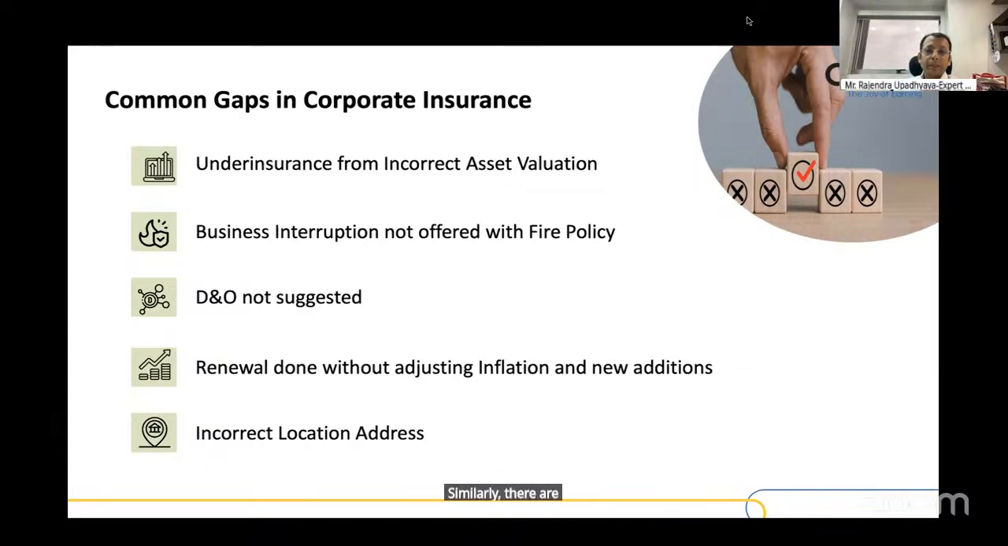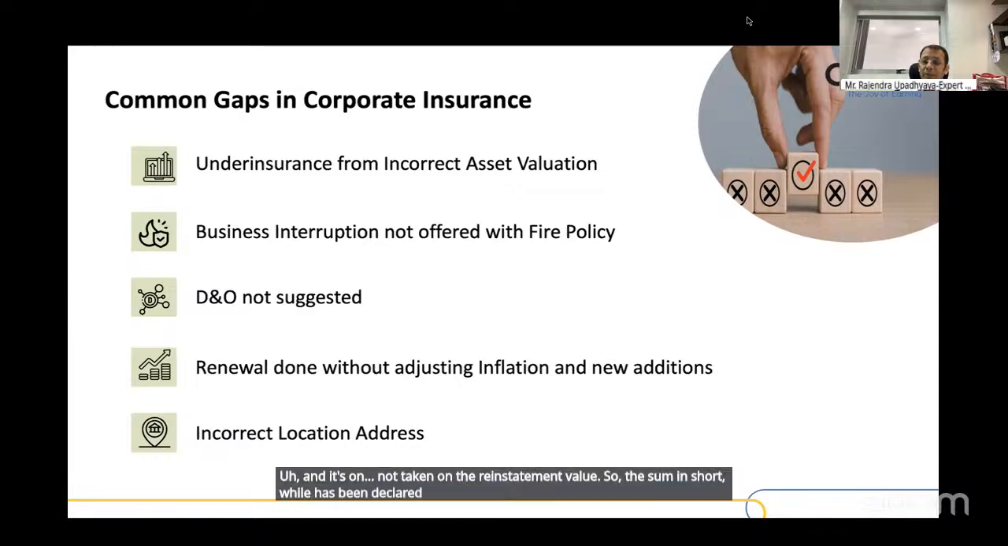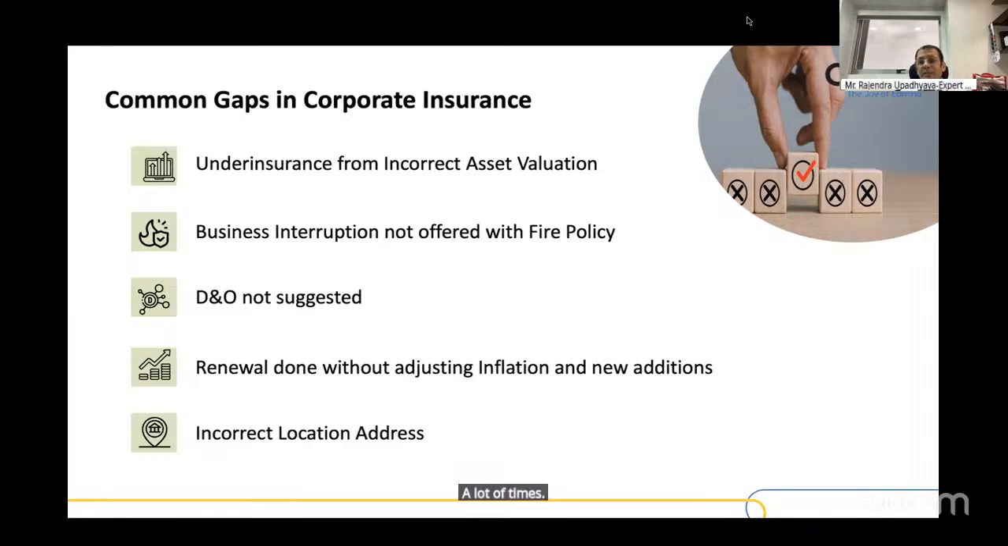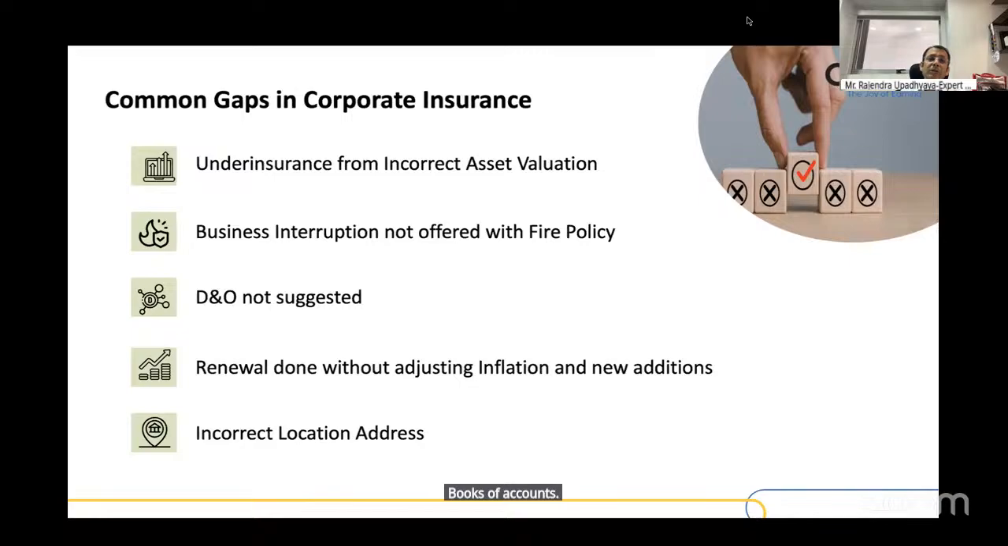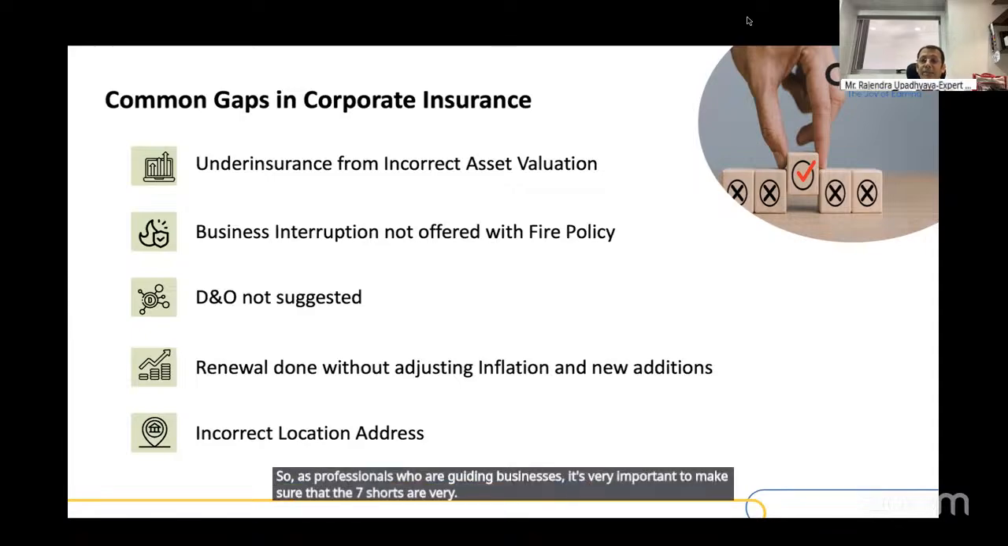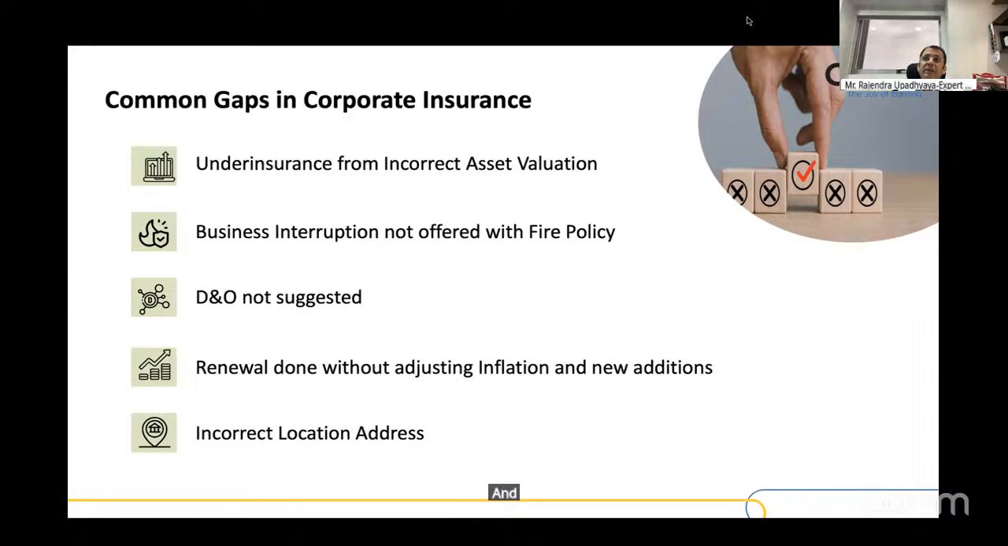Similarly, there are issues where you take insurance and it is not taken on the reinstatement value. The sum insured is sometimes declared on book value and not reinstatement value. A lot of times the sum insured declaration is done by somebody not so senior in the company, and he would simply give the sum insured on the basis of his books of accounts. Here also the same under-insurance comes into play, and the claim is not as per satisfaction. So as professionals guiding businesses, it's very important to make sure that the sum insureds are checked very thoroughly, along with reinstatement value.